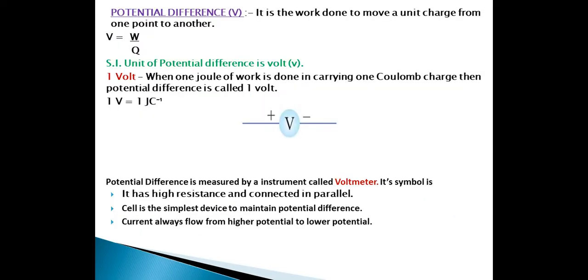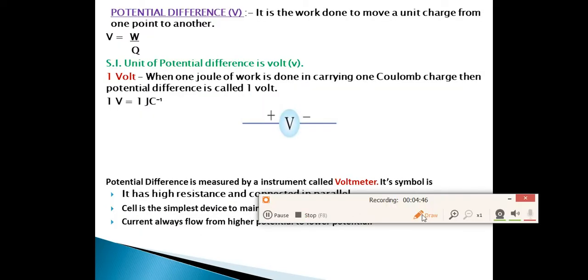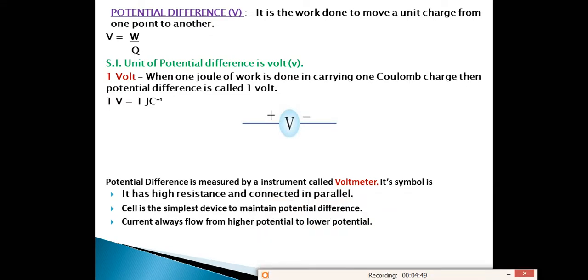Now the next physical quantity which we are going to read is potential difference, denoted with the letter capital V. So what is potential difference? It is the work done to move a unit charge from one point to another point. It means potential difference is that work done which is used to move a charge from one point to another point.